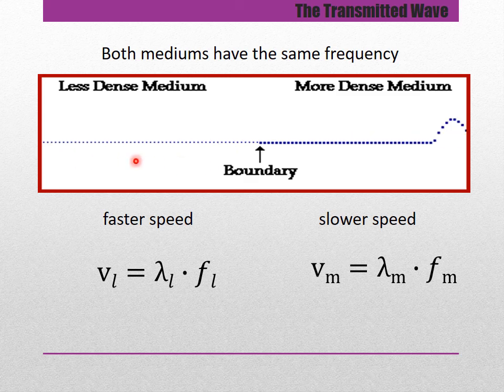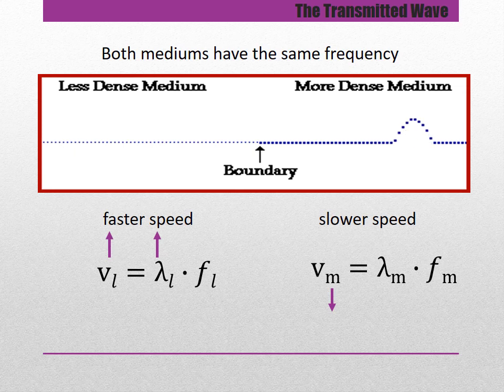The velocity in the less dense medium is equal to wavelength in the less dense medium multiplied by frequency in the less dense medium. The velocity of the wave in the more dense medium is equal to wavelength in the more dense medium multiplied by frequency in the more dense medium. The wave in the less dense medium is traveling faster. That means that the velocity in the less dense medium has increased. Since frequency cannot change, the only variable that can change on this side of the equation is wavelength. So if VL has increased, wavelength L has to increase as well.